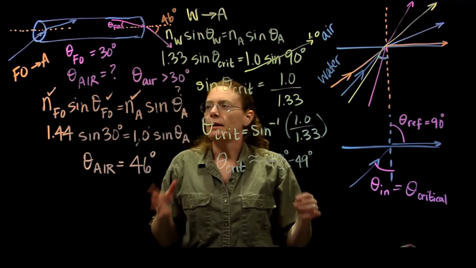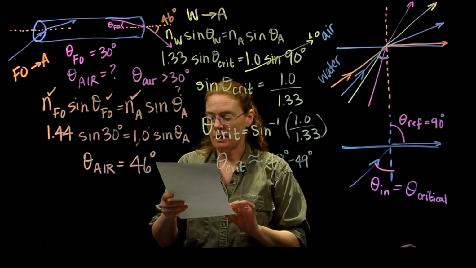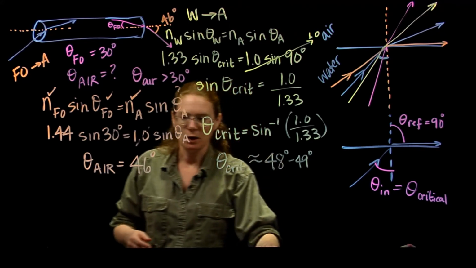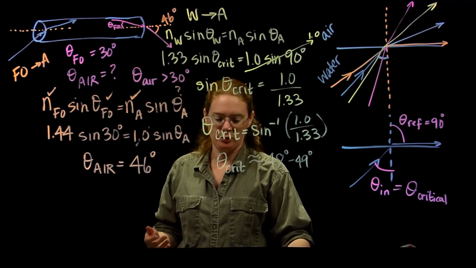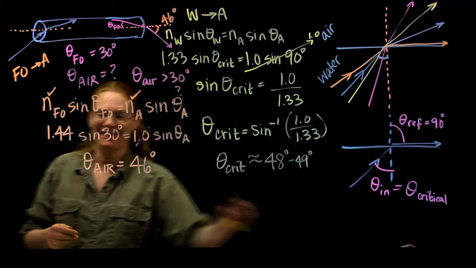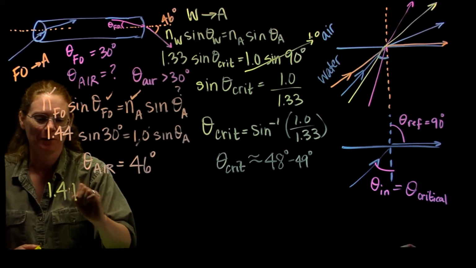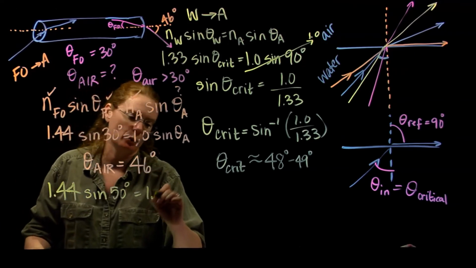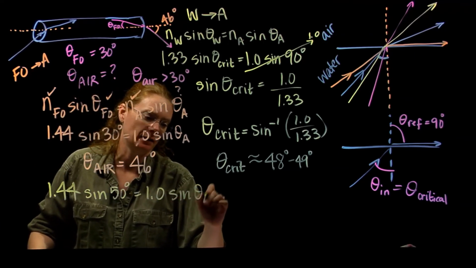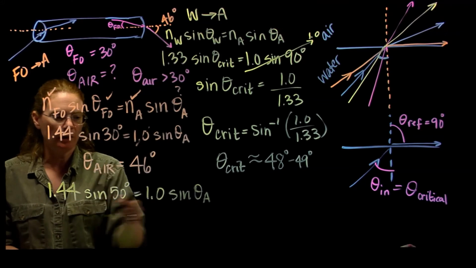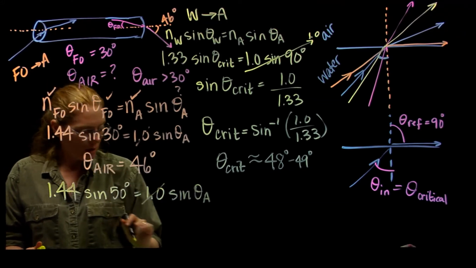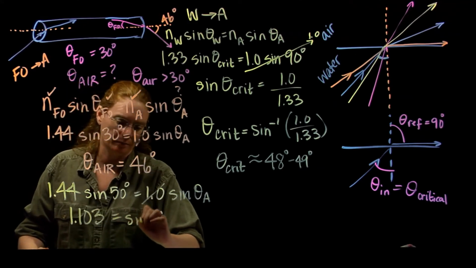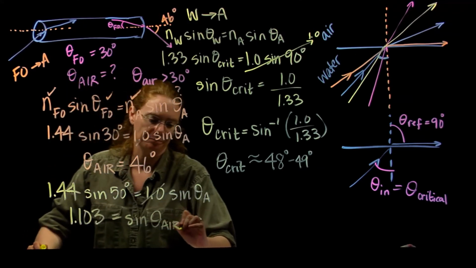All right, now how about if the angle of incidence, the angle in the fiber optic, is 50 degrees? Okay, well, it's going to be pretty much the same equation, right? So 1.44 times the sine of 50 degrees equals 1.0 times the sine of the angle in air. If we do this part right here, you get 1.103 equals the sine of the angle in air.